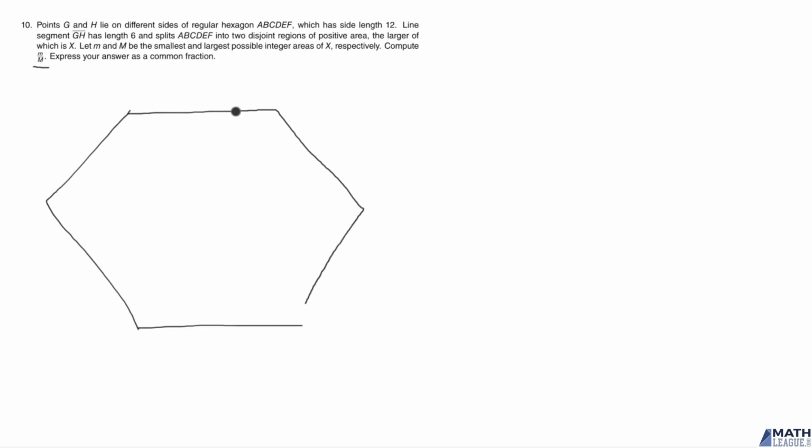So let's first draw a diagram to take a look at this problem. Now we have a regular hexagon with side length 12. So we can first calculate the area of the hexagon. The area of the hexagon is going to be 6 times root 3 over 4 times the side squared. Plugging in 12 for the side, this gives us 6 root 3 times 144 over 4, which equals 216 root 3.